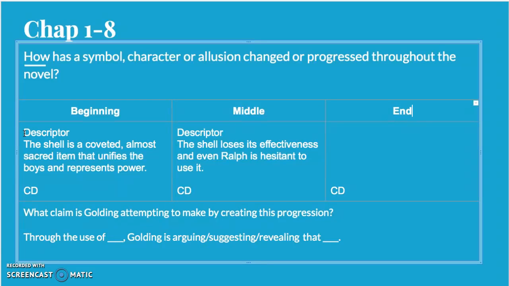So for example, if you chose the shell, at the beginning it is coveted. It's an almost sacred item that unifies the boys and represents power. So notice my description is both physical, it's coveted and sacred, and how the boys feel about it, as well as thematic. It represents power. You need to do the same.